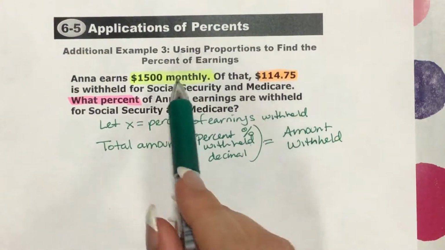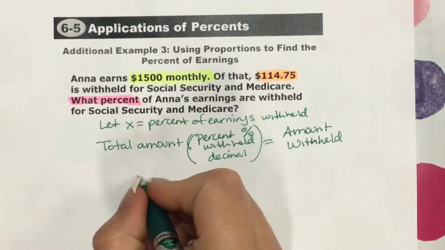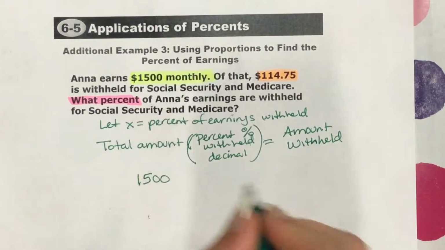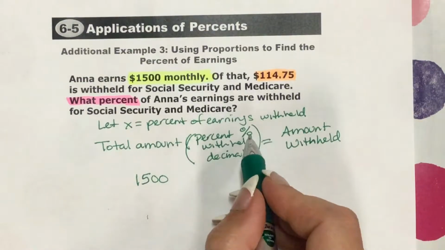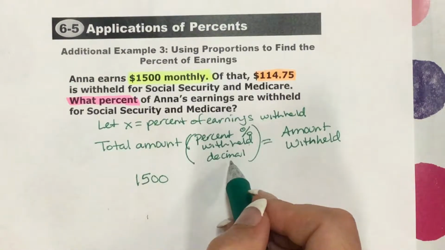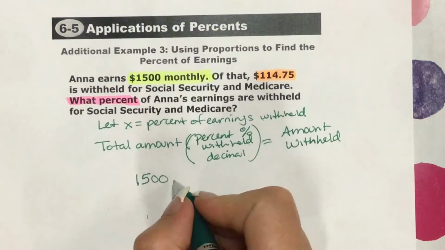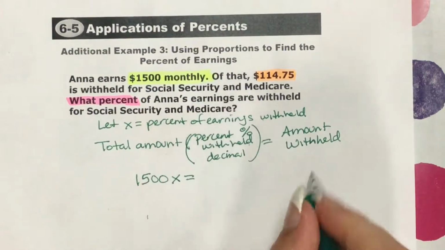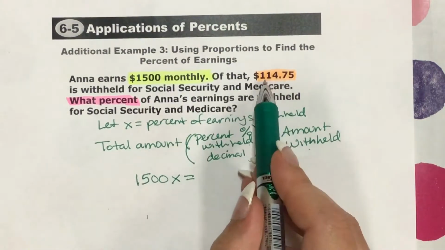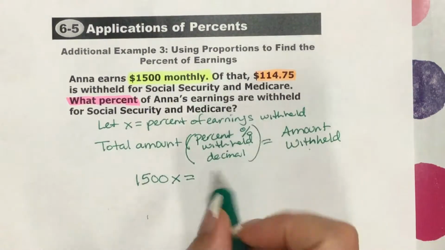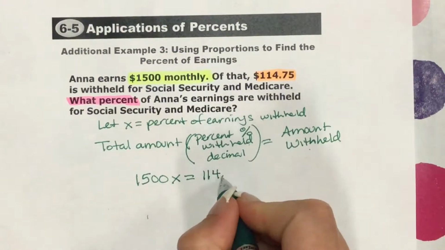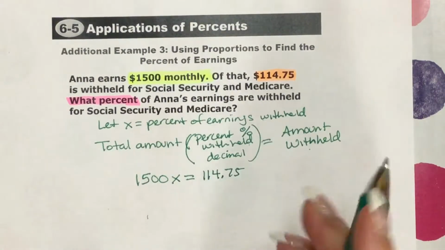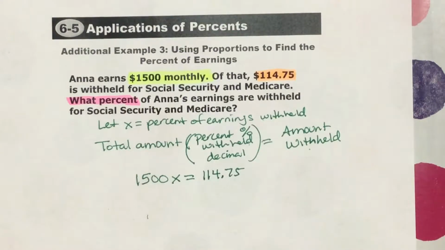So our total amount is equal to $1,500, so we're going to substitute that in here. $1,500 multiplied by the percentage withheld in the form of a decimal, which is what we don't know, so we're going to call that X, equals the amount withheld, which we do know. There was $114.75 withheld. So there's our equation.